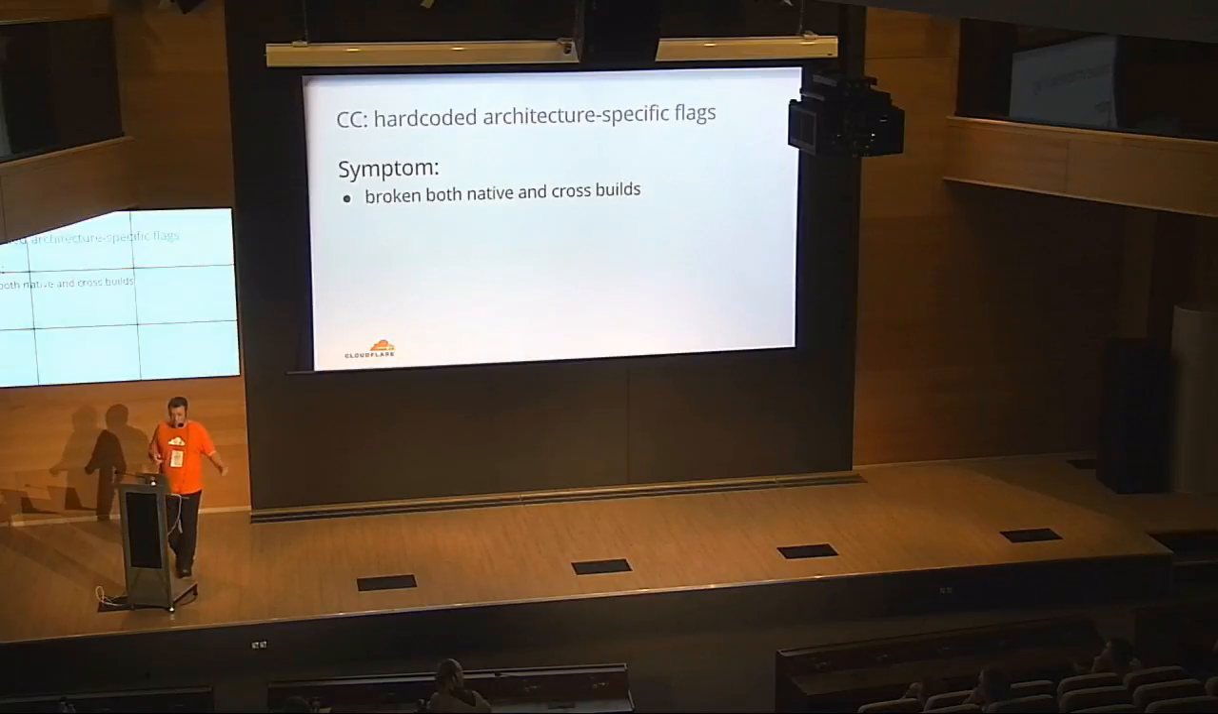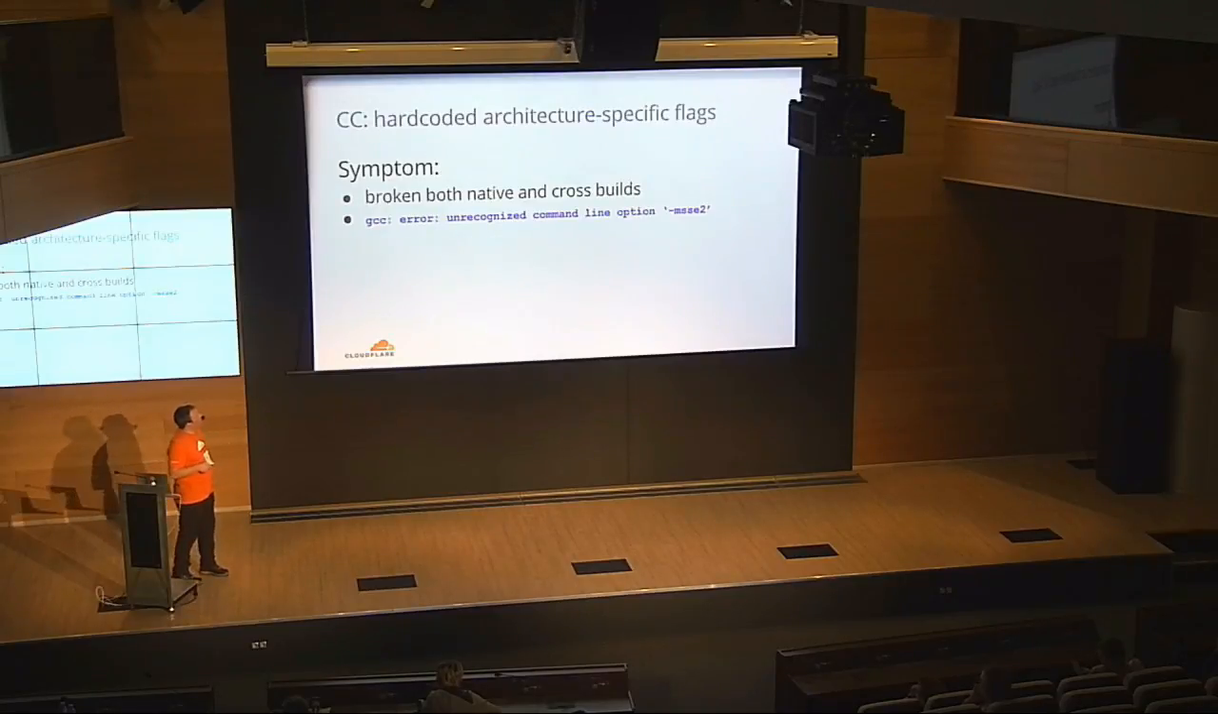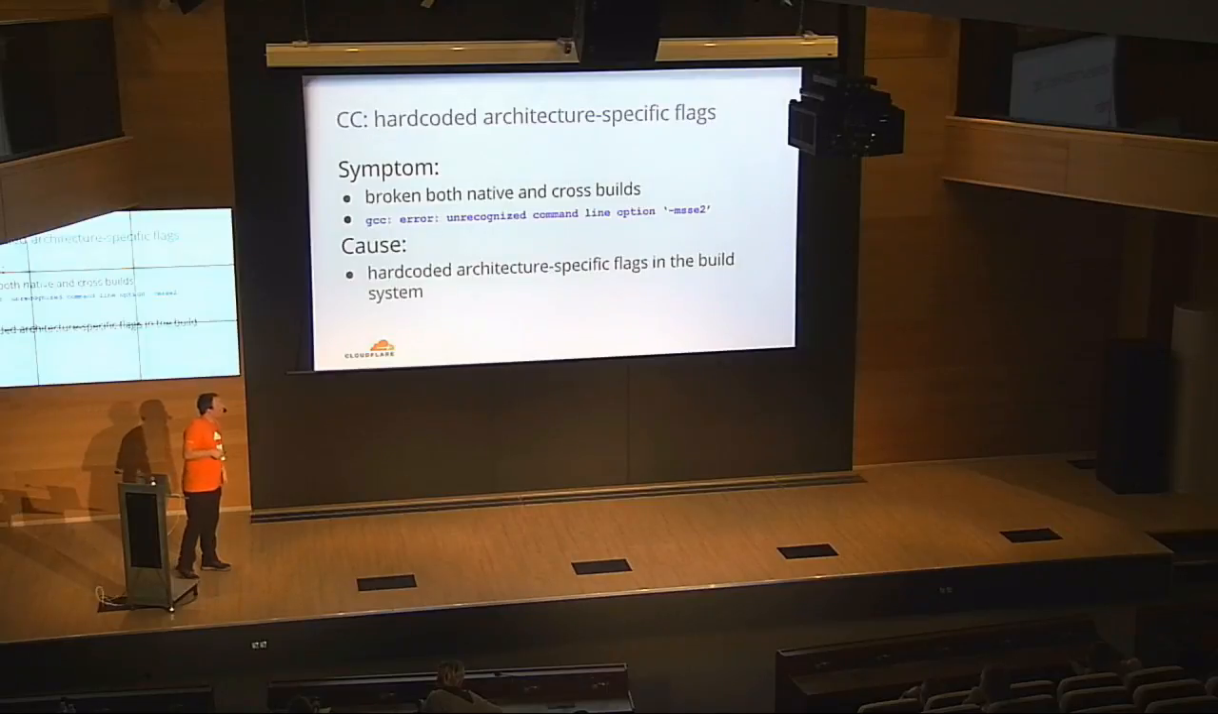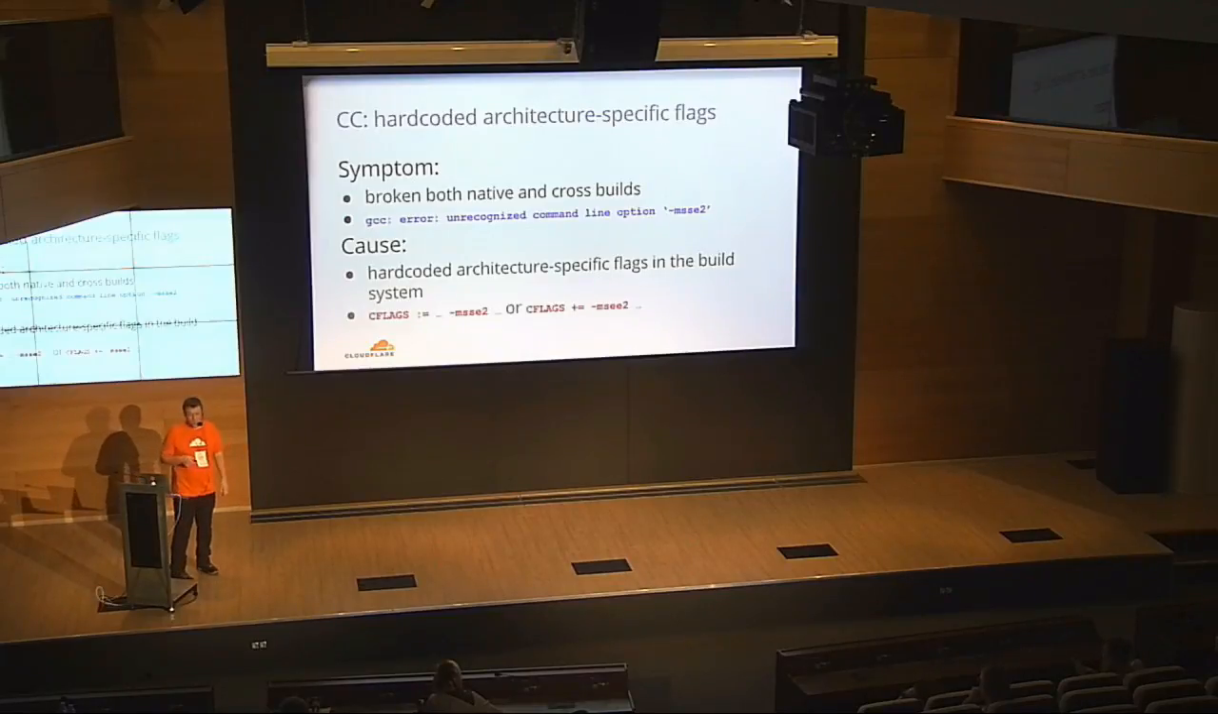In this case, both native and cross builds were blocking, so we could not cross-compile the project, and we could not even natively compile it on an ARM64 machine. You usually get an error from your build system that looks something like this. The cause of this is probably that your build system has hard-coded architecture-specific flags. We're mostly using makefiles. If you use a makefile build system, you will find some line like this or this in your makefile.